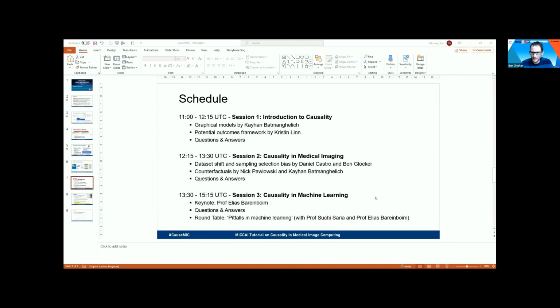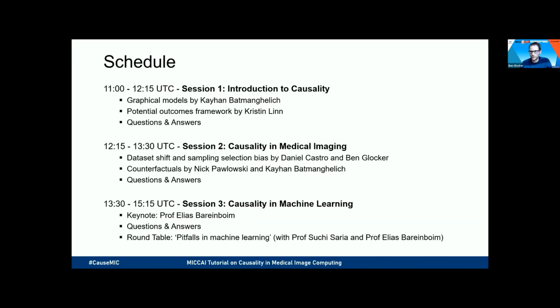So let me quickly get my slides back. Sorry about that. So yeah, we had the book recommendations. And now I wanted to talk about the schedule for today. So the first session is about introduction to causality. The way we will do it is the first two talks by Kayan and Christian will be played back. Fingers crossed the Wi-Fi will hold this time.